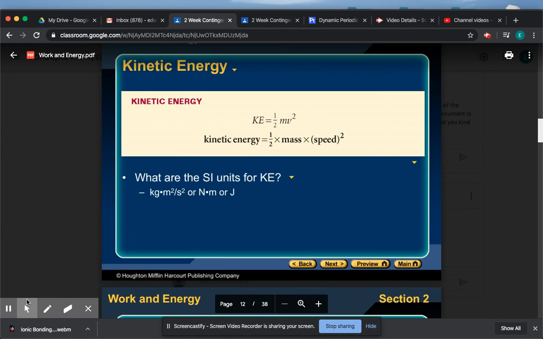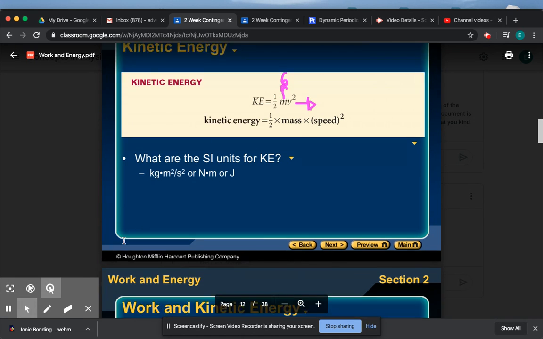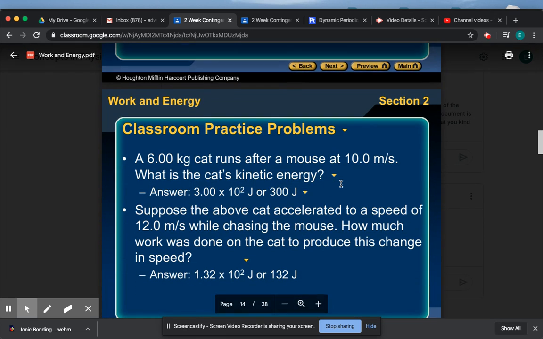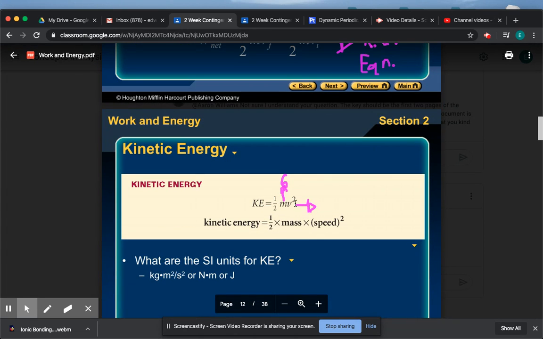So for the M, you would just plug in 6. 6 would go there. And then for the V, you'd plug in 10. And you'd have to square it. So this would be 10 squared.